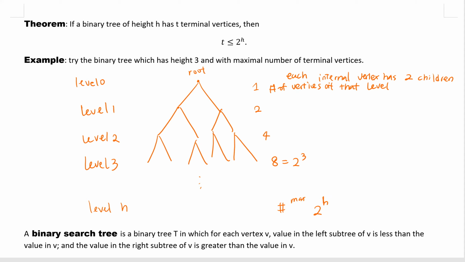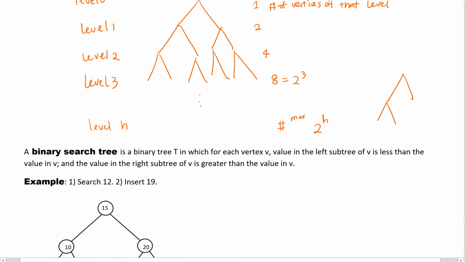So far, so good. But it could happen that you don't reach that many levels. For example, you can have your picture like this. So here you don't have this guy, then you don't reach the maximum number. So that's why the number of terminal vertices is less than or equal to 2 to the h. So 2 to the h is the maximum number. So far, so good, everybody. Okay, let's continue.